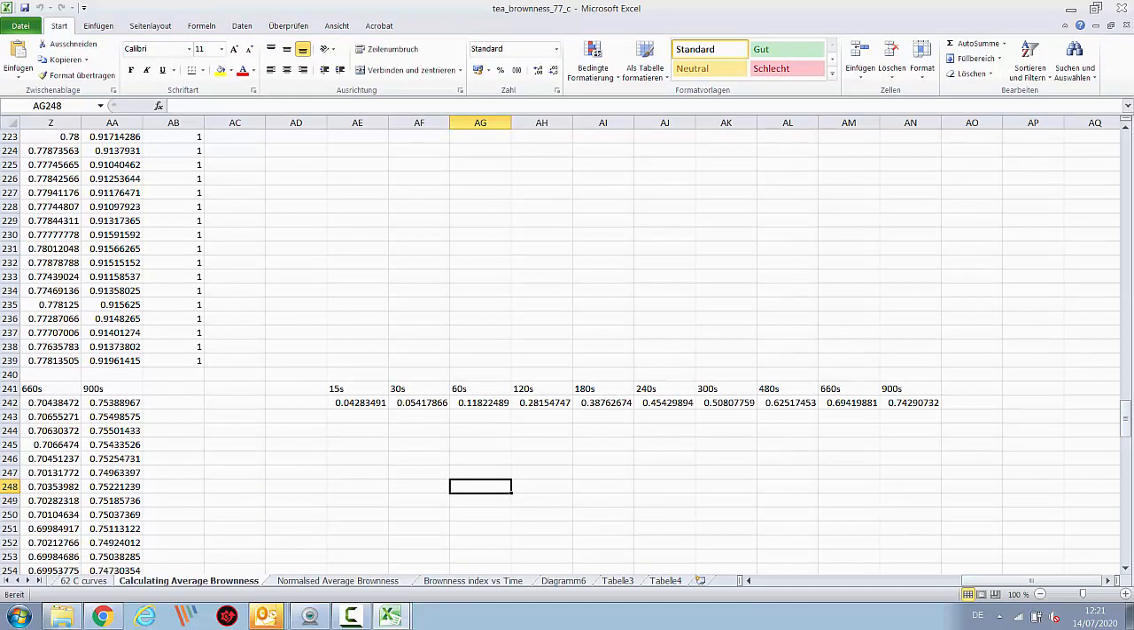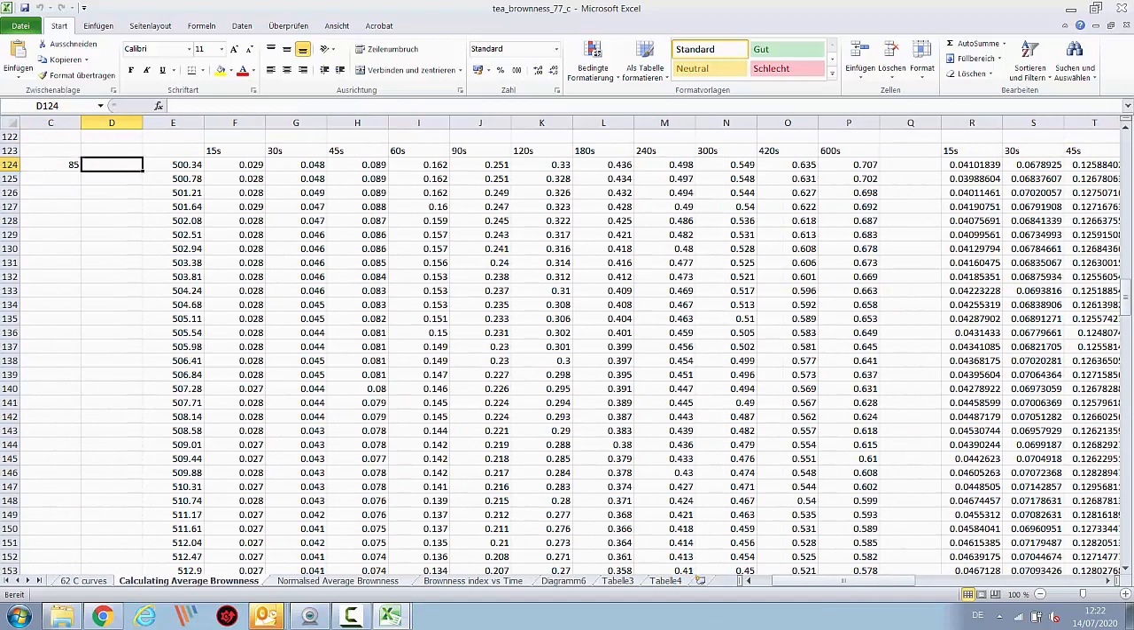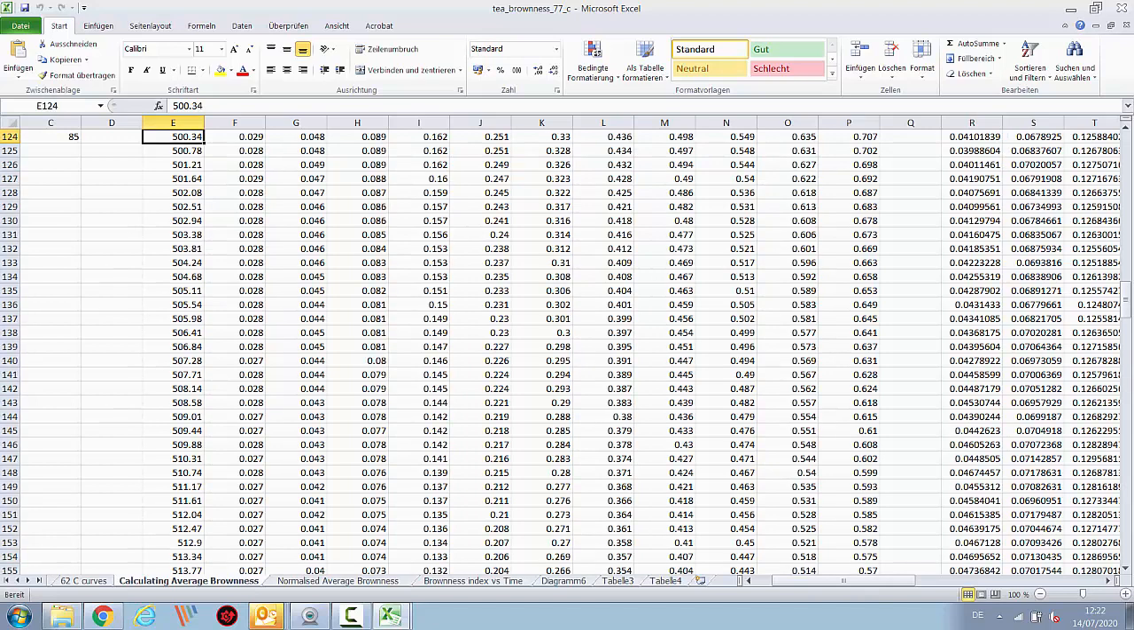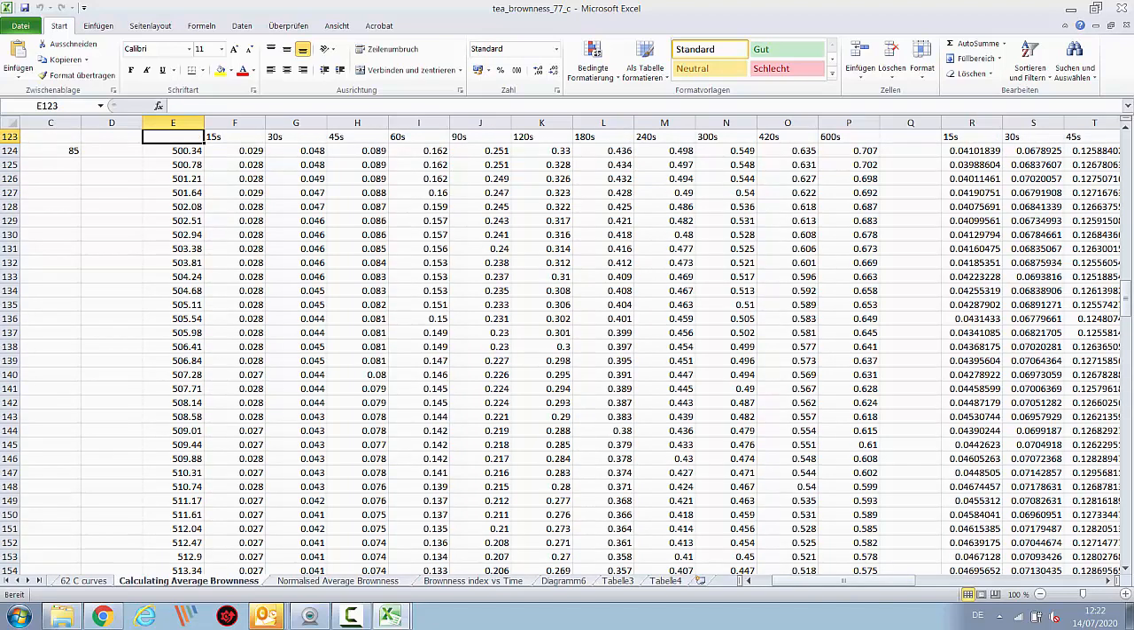I've calculated that on this sheet called Calculating Average Brownness. Let me show you how I did it. This is the original data, and I've taken the points between 500 and 550 nanometers, and that goes down in a curve, and those are the different times. This one is 85, the other ones are below.